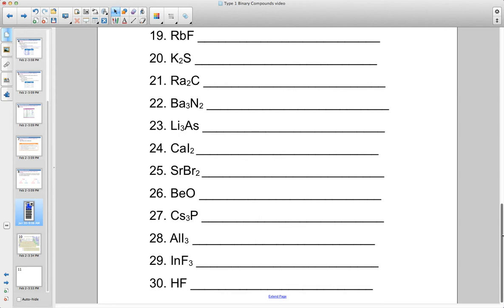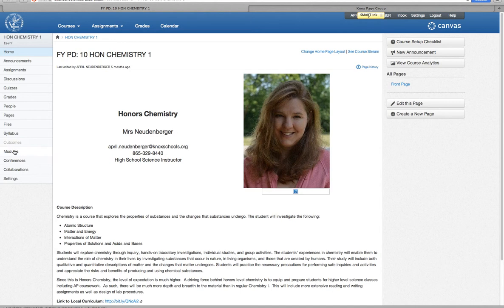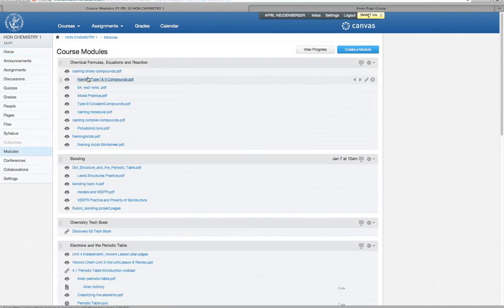In addition, what I would like you to do is go to your modules here. And then this is a PDF file of what I just showed you, so feel free to use it at your leisure. It's all of the naming compounds, so for those of you that get it and want to keep moving ahead, go for it. There's your PowerPoint that I'll just be talking over anyway.